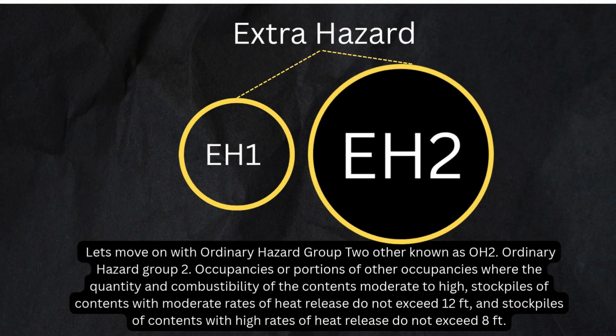Let's move on with ordinary hazard group 2, otherwise known as OH2. Ordinary hazard group 2. Occupancies or portions of other occupancies where the quantity and combustibility of the contents is moderate to high. Stockpiles of contents with moderate rates of heat release do not exceed 12 feet, and stockpiles of contents with high rates of heat release do not exceed 8 feet.